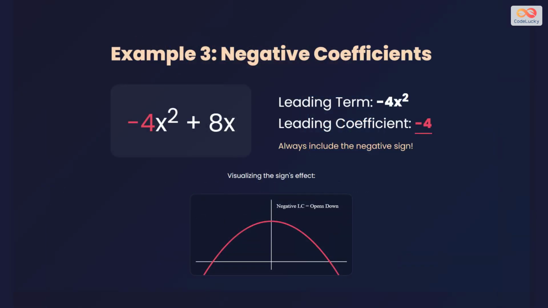Signs matter too. In this expression, the highest power is 2. The term is negative 4x squared. This means the leading coefficient is negative 4. Always keep the sign with the number.